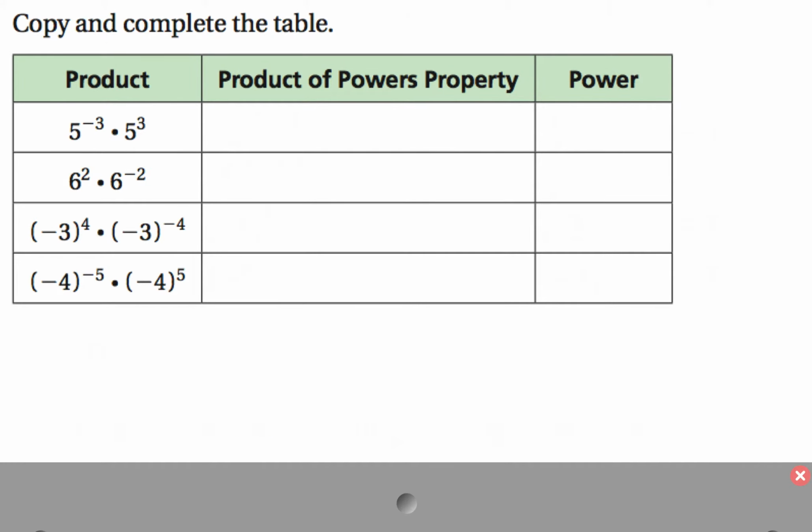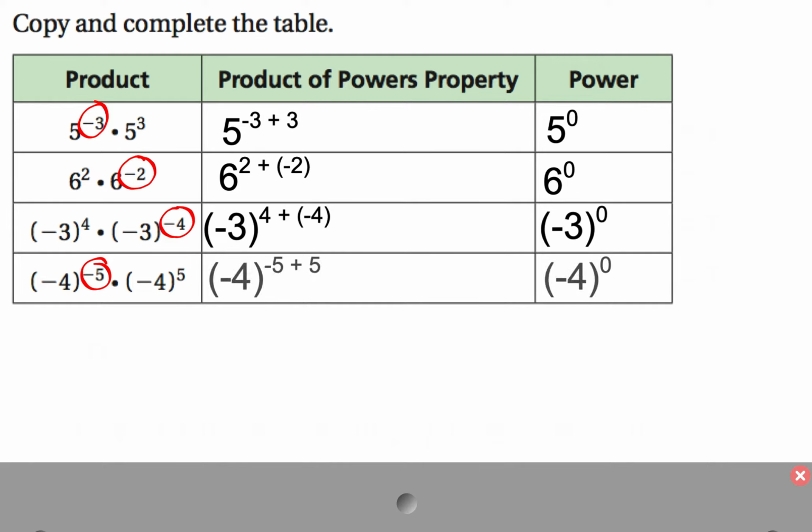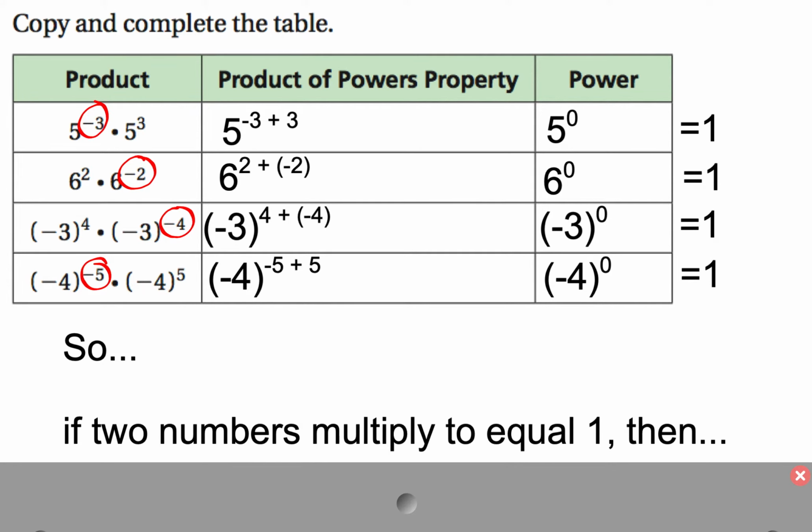Okay, let's look at what happens here with these exponents that are negative. We haven't seen those before. But let's just apply a rule we already know. We should be able to add the exponents together. And in this case, we get 5 to the 0. Same with 6 squared times 6 to the negative 2. We get 6 to the 0. And the same thing happens on these other two. Now, on this, remember that all of those, because they're to the 0 power, are just going to equal 1.